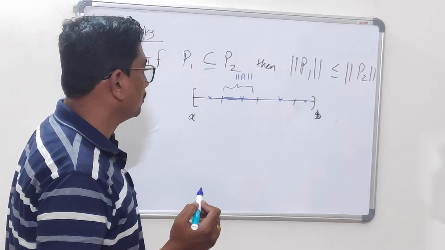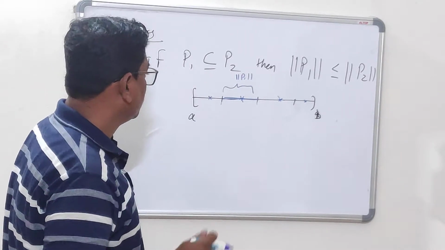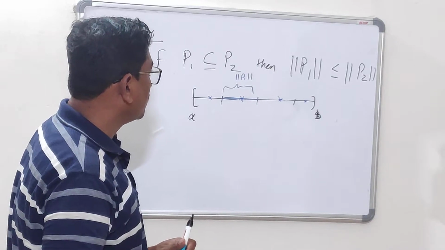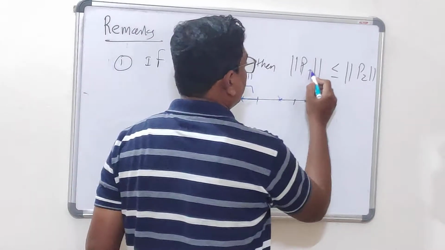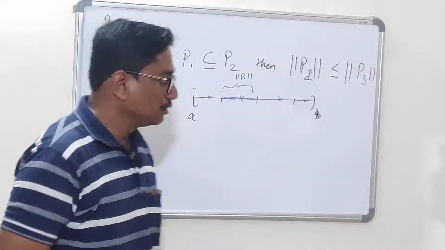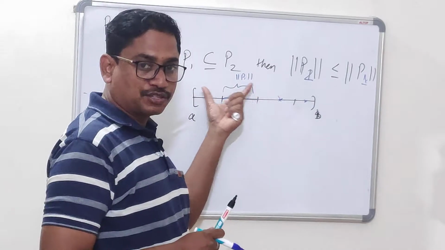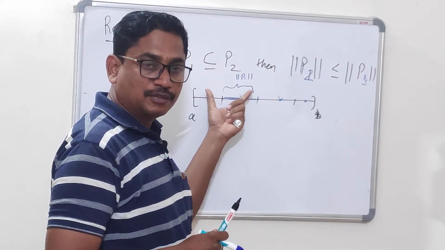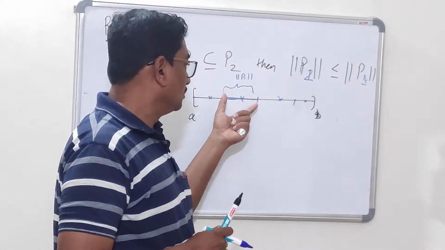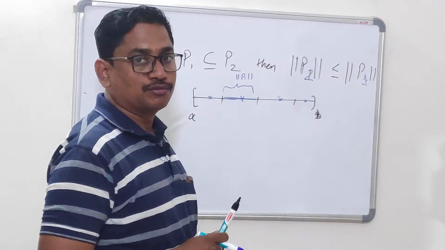Wait, I have to make a correction. The earlier partition has the greater norm, so the norm of P2 is less than or equal to the norm of P1, and the logic is the same. The earlier version has the largest length, but if you add some points there, the length may be reduced. That's why the norm of P2 is less than or equal to the norm of P1.